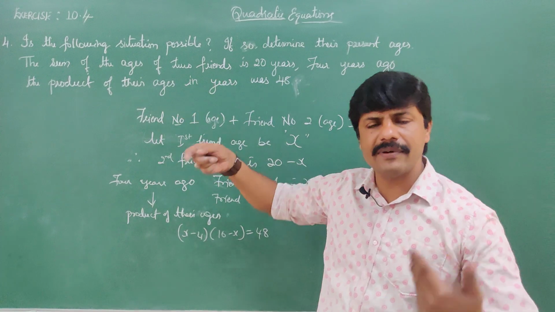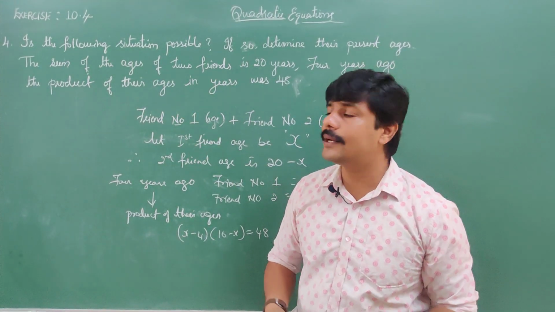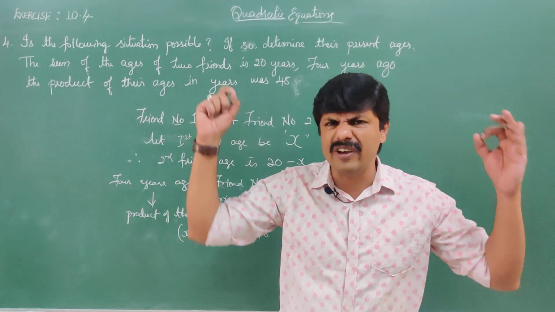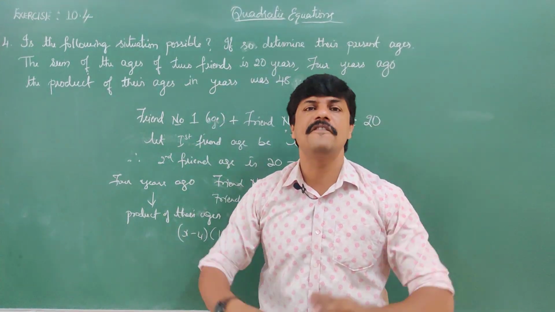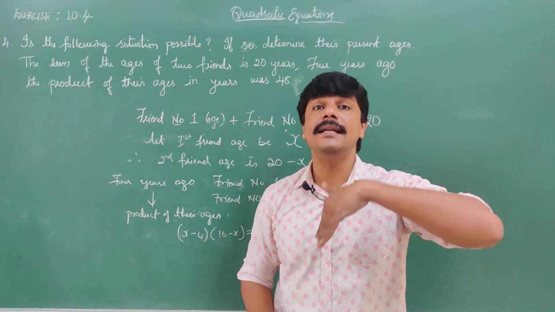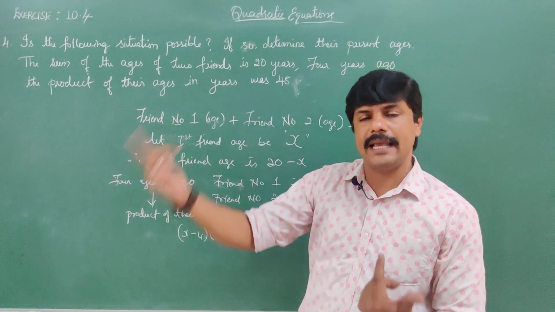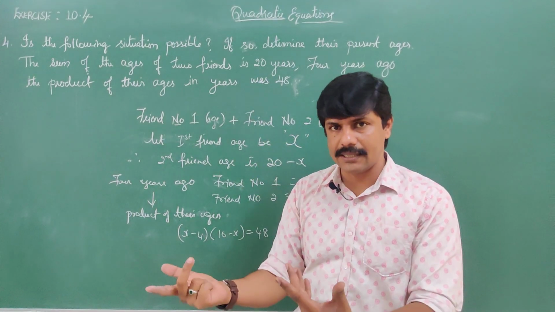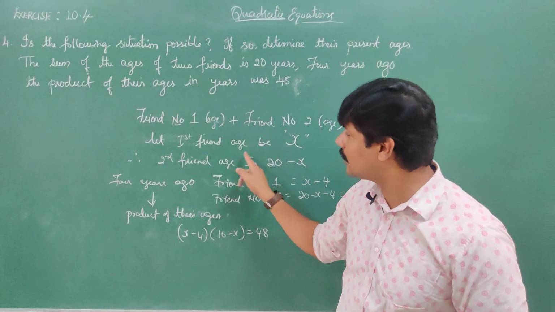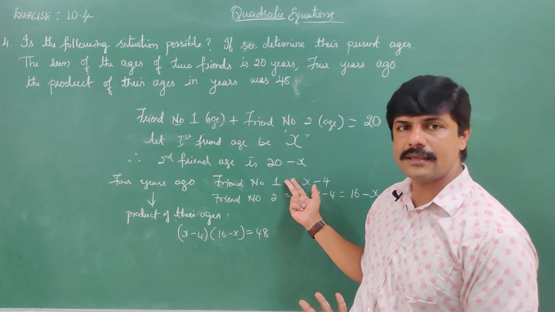This is very easy. Whenever the sum of anything is given, one you assume as x, another you assume as the sum minus that x. This is a very important point to be noted. If the sum is given, take one as x and another as the given total minus x. Did you understand? In that way, one as x here, another as 20 minus x, because the total is 20. So you got this.